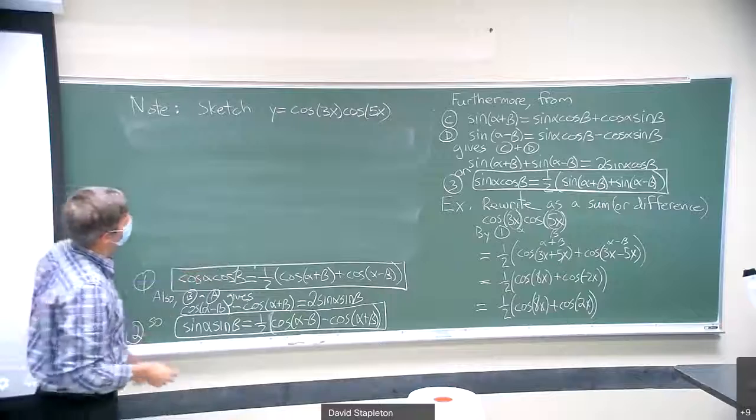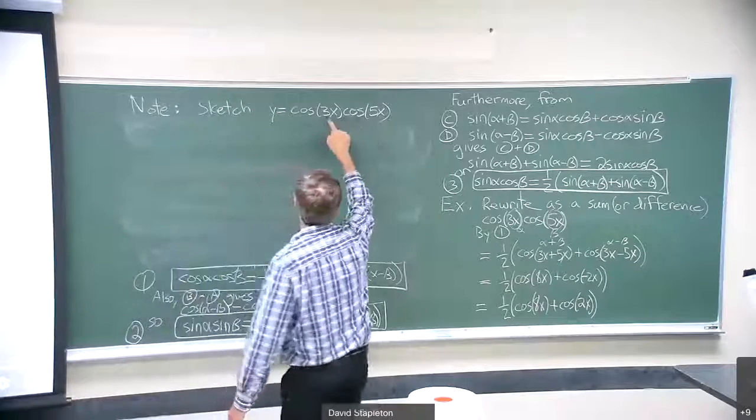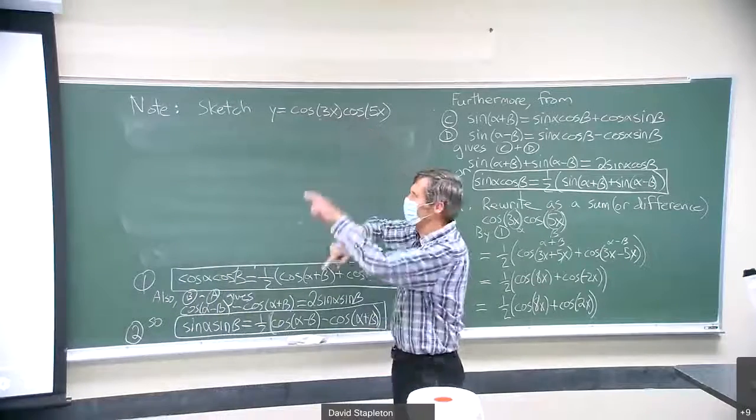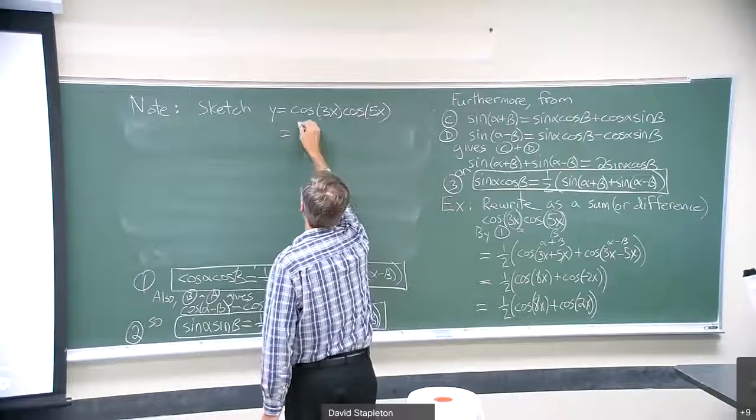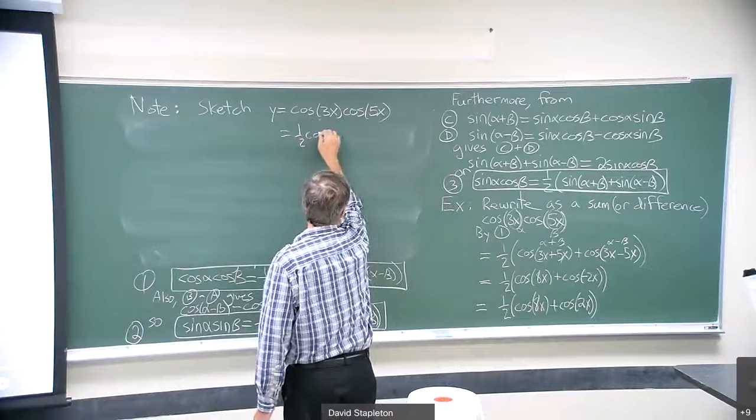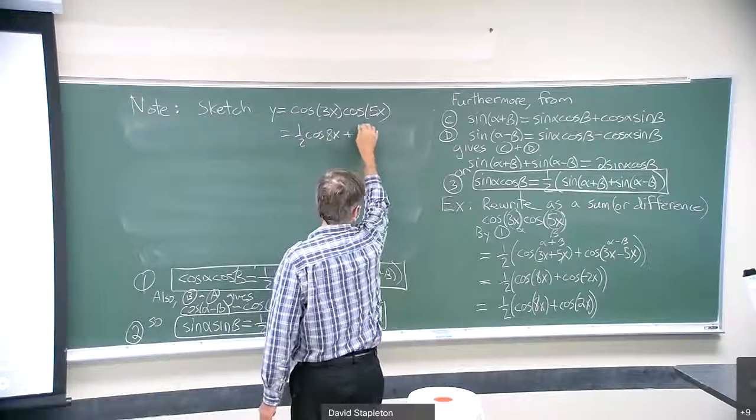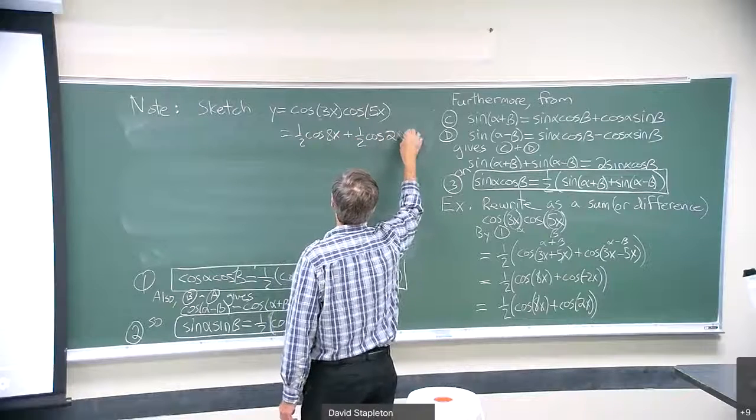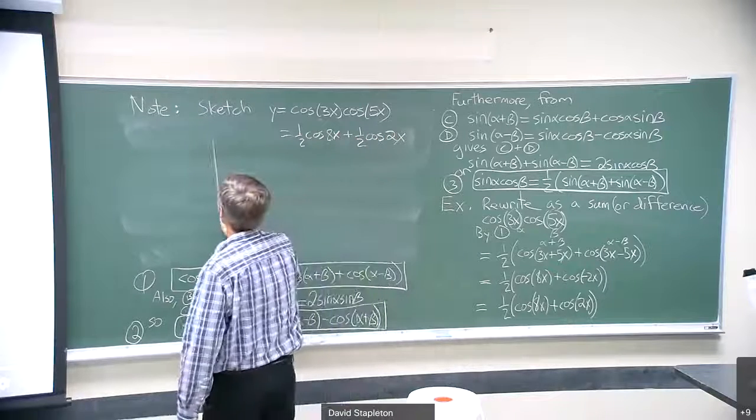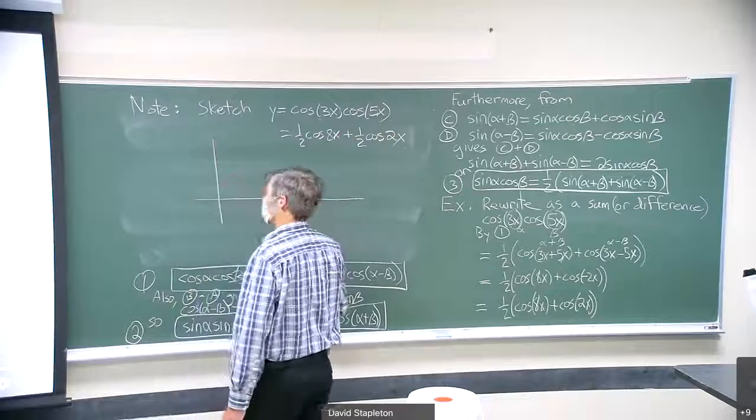One way is to rewrite it using the sum identity, because this looks like a jumble, right? How do I know what a product of these things looks like? Well, rewrite it as 1/2 cosine 8x plus 1/2 cosine 2x. And now I have an idea. This is what you'll see done in a lot of physical sciences.